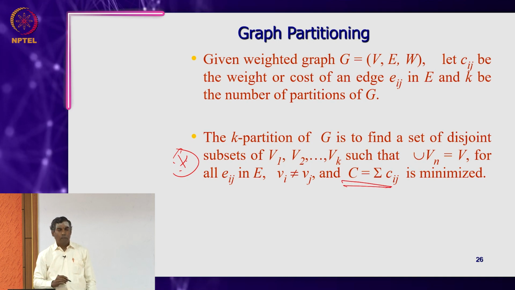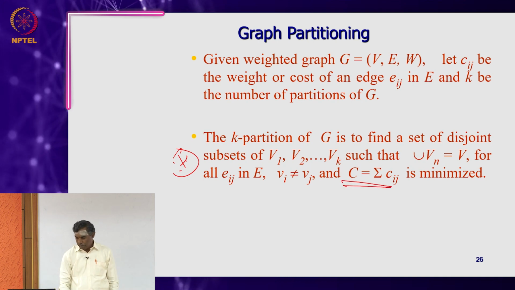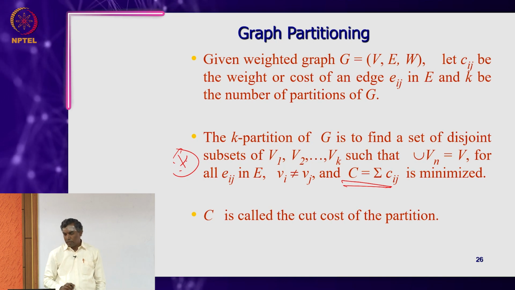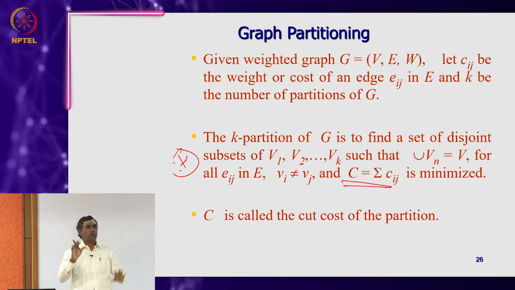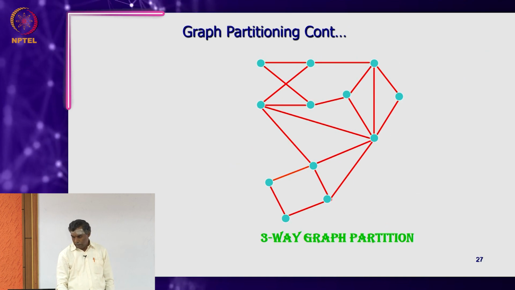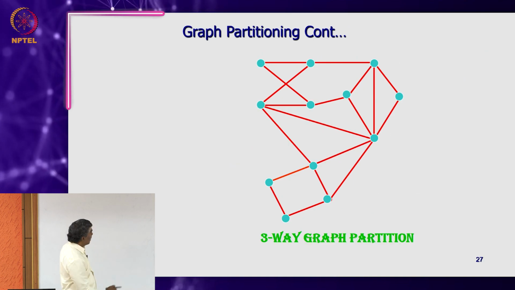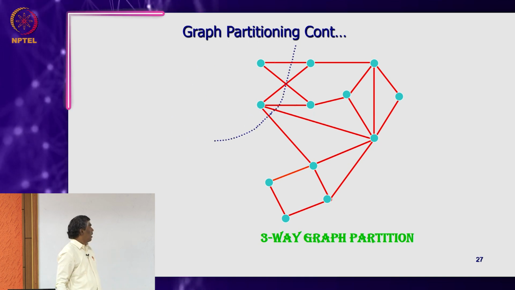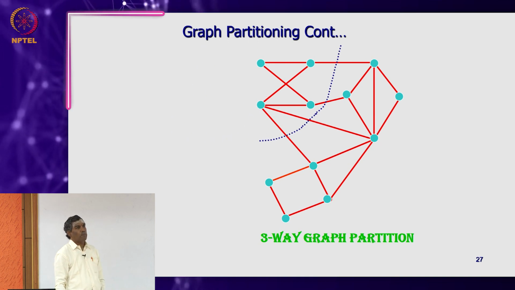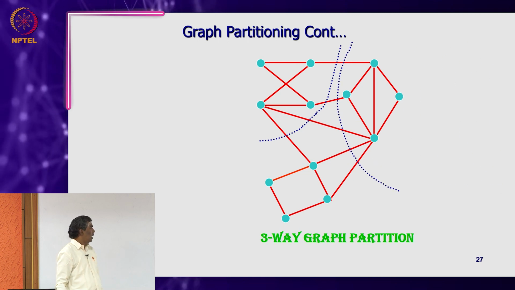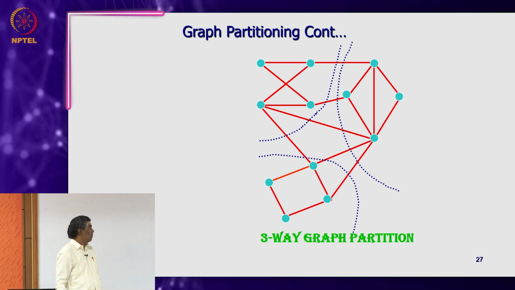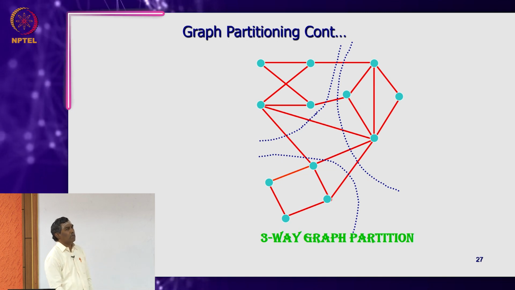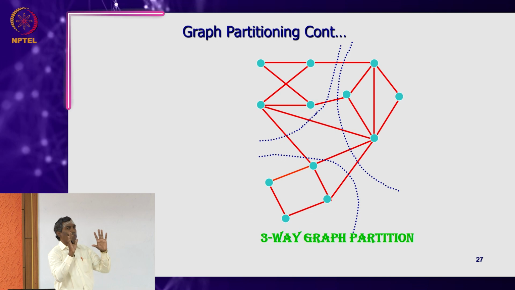I will just give an example, do not worry. This minimization value we call the cut cost. So, basically you have to reduce the cut cost. If you look into this graph, I want to have some partition, probably I will do it this way, one partition, then another partition, then another partition. This is generally a multi-way partition. So, this is the logic behind it.